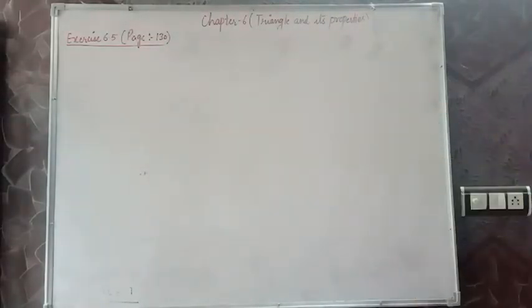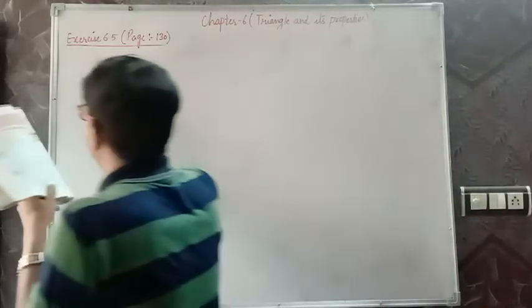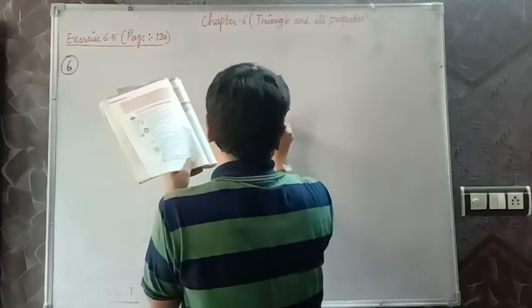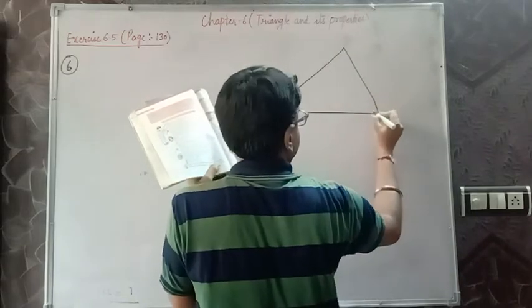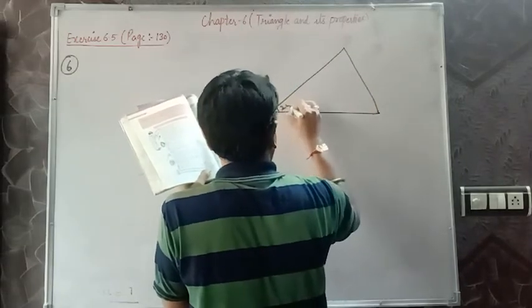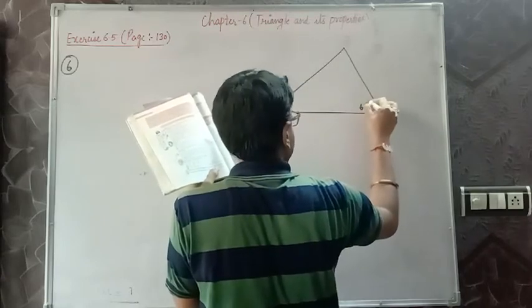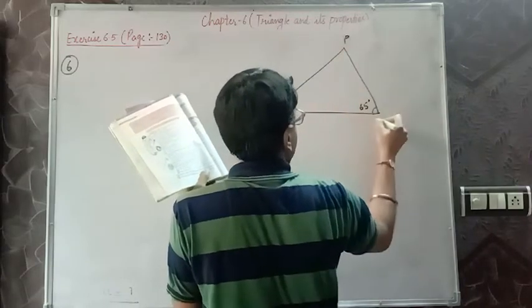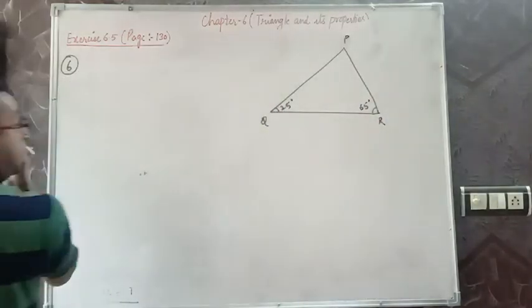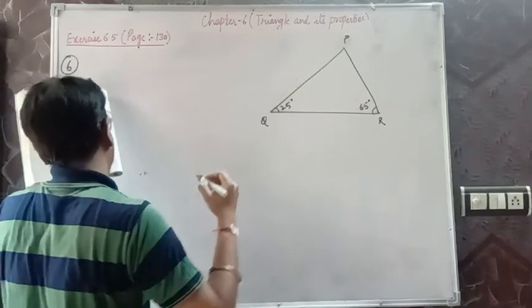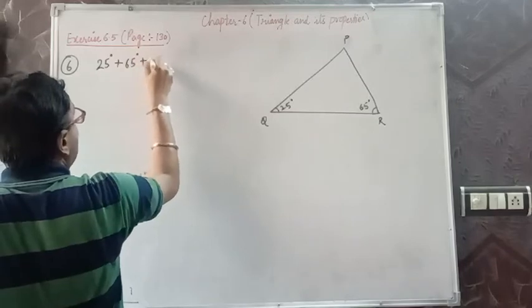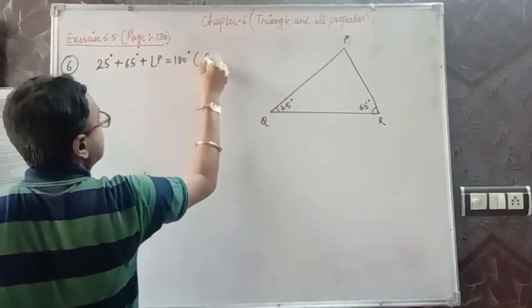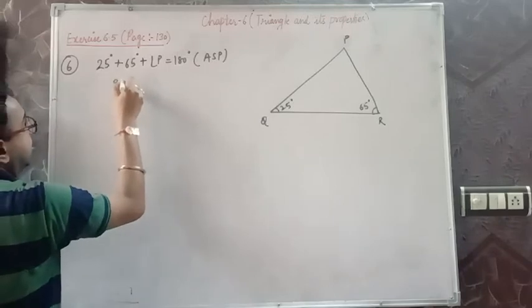What we have to do in the question, first of all, we need to find the third angle. The figure is almost like this. This is 25. This is 65. This is Q, this is P, this is R. If I apply the angle sum property in this triangle, I am able to find the third angle. See, 25 plus 65 plus angle P is equal to 180. This is the angle sum property of a triangle. If I solve, this is 90 degree.